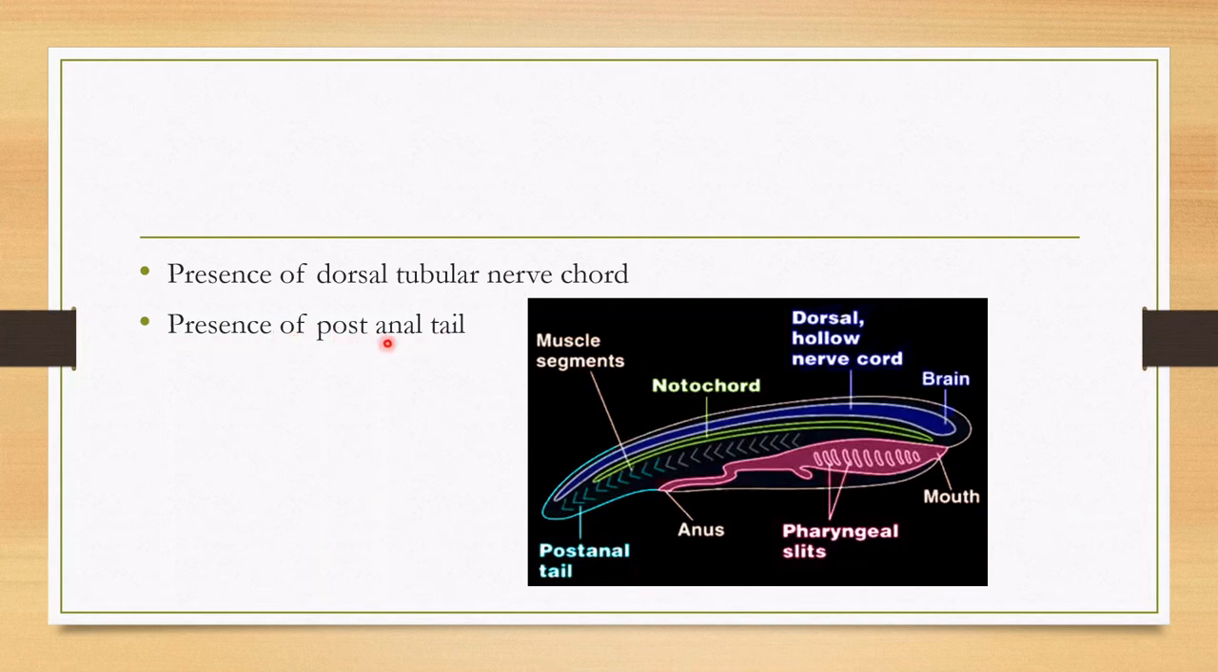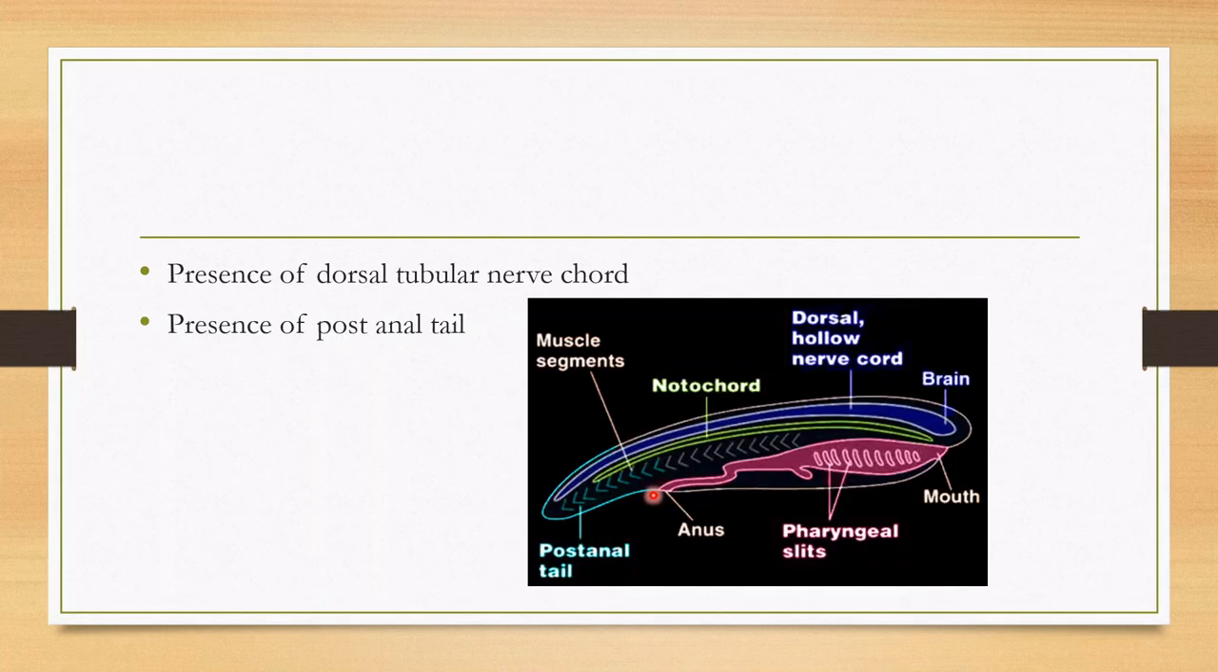Now the fourth one is the presence of a post-anal tail. This is the anal region, and just behind it is the tail region. This is the post-anal region, which is present in almost all chordates, but may be reduced in some animals. This tail region is also present in non-chordates. So the tail is present both in non-chordates and in chordates. So what is the fundamental difference? In non-chordates, the tail is not supported internally by any endoskeleton. There is no bone, cartilage, or notochord. Nothing is there.